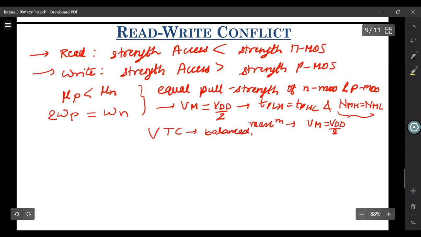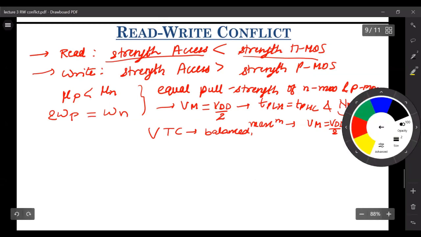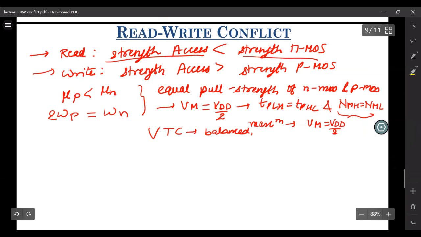So at the same time, we want the strength of the access transistor to be less than the strength of NMOS, which is actually equal to the strength of PMOS. And the strength of the access transistor should also be greater than the strength of PMOS, which is actually equal to the strength of NMOS. So this is known as read-write or write-read conflict.